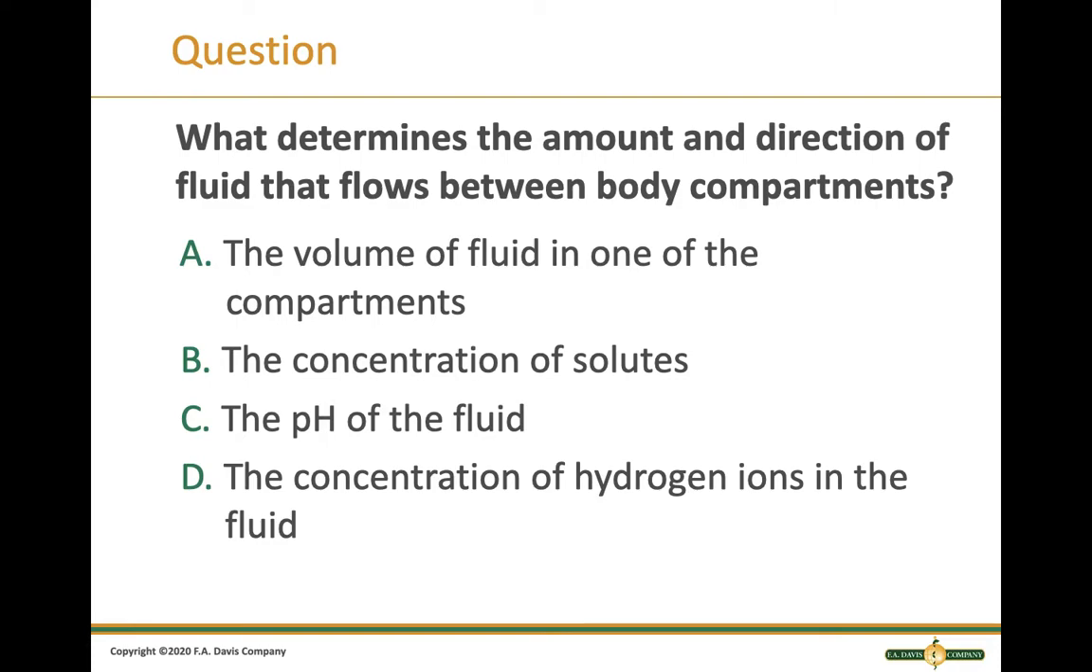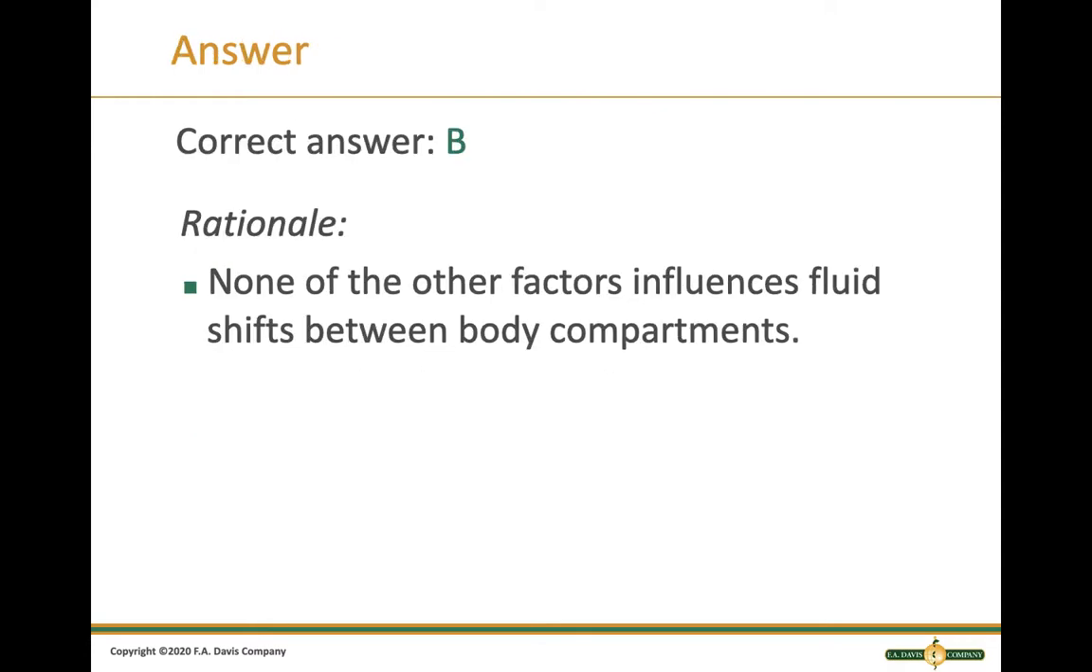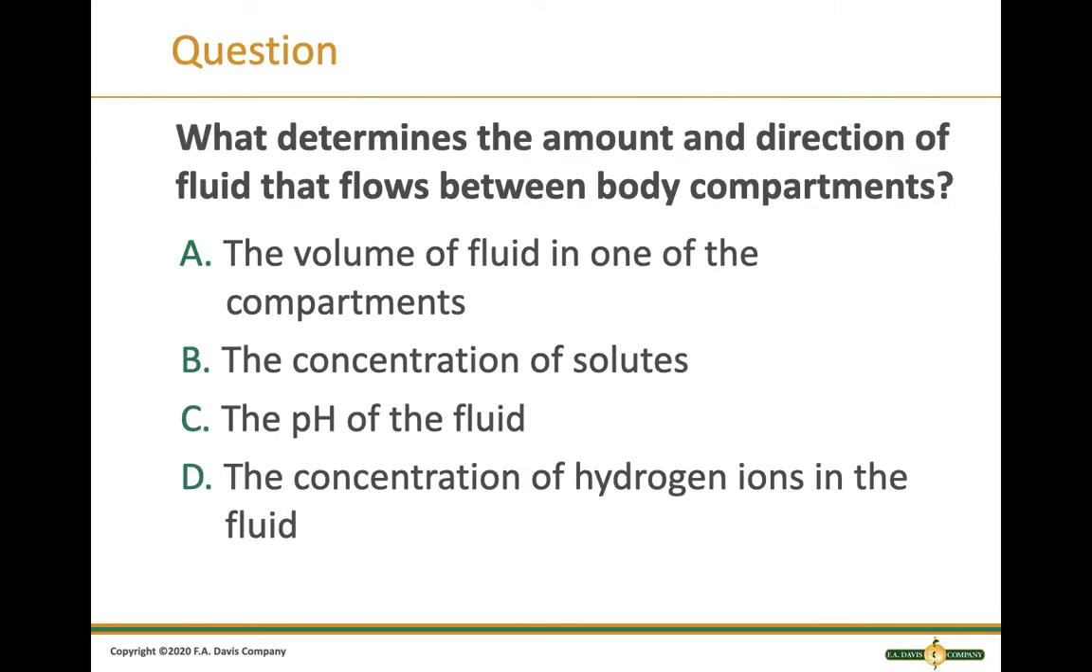Alright, so what determines the amount and direction of fluid that flows between body compartments? And the correct answer is B, the concentration of solutes. That's whatever is dissolved in the water.